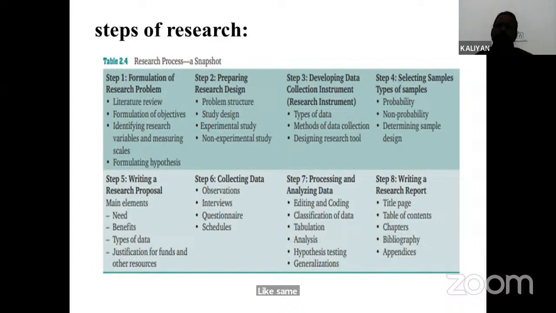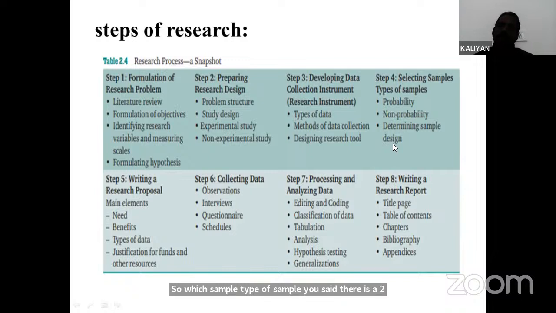The fourth step is selecting the samples. Which type of sample do you select? There are two types of sample design: probability and non-probability. The fifth is writing the research proposal. Based on these four steps, we write the research proposal.